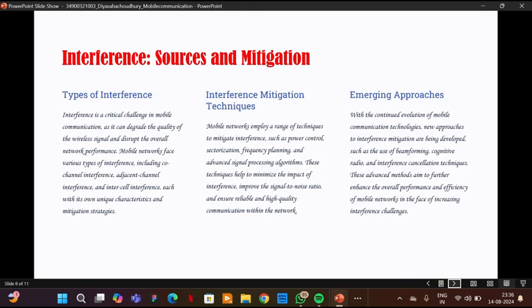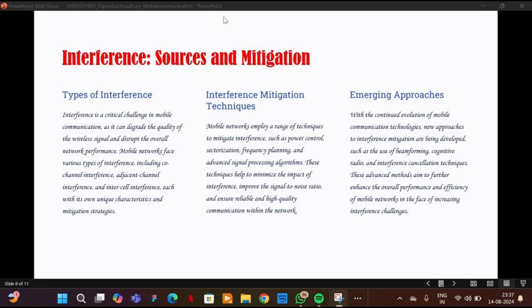Okay, now we have interference, sources and mitigation. Types of interference. Interference is a critical challenge in mobile communication as it can degrade the quality of wireless signals and disrupt the overall network performance. Mobile networks face various types of interference, including co-channel interference, adjacent channel interference, and intercell interference, each with its own unique characteristics and mitigation strategies.